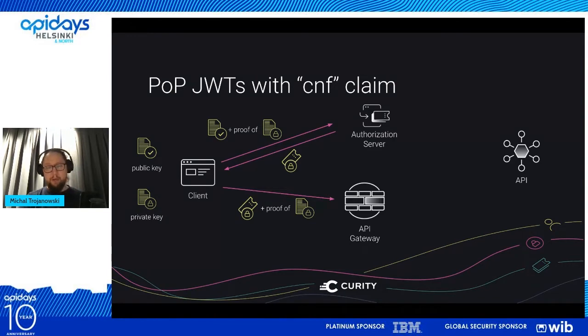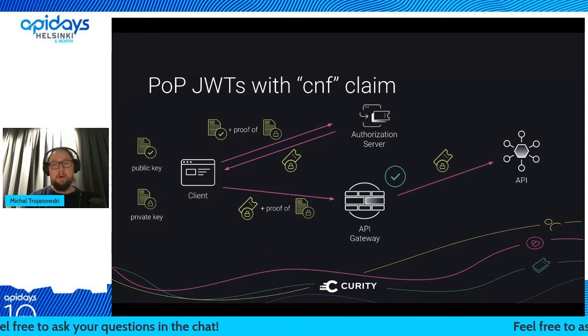And again, the API gateway, thanks to the mTLS connection, is able to verify that the client is in possession of the private key. And now it verifies not only the signature and expiration, but also verifies that the embedded information about the certificates in the token in the cnf claim is the same as the certificate used in the mTLS connection, and only then it will allow that access to the API and forward the token to the API.